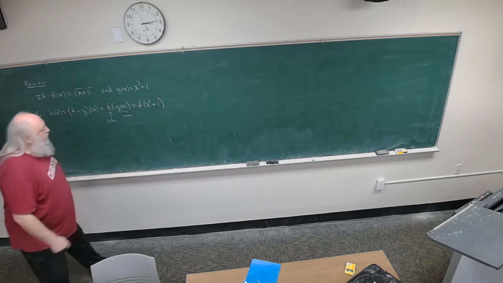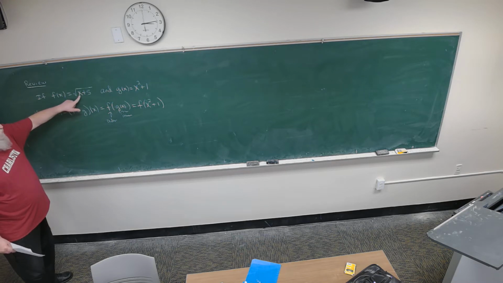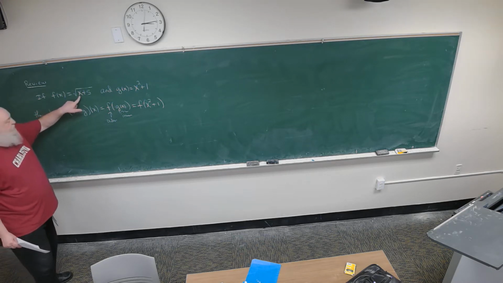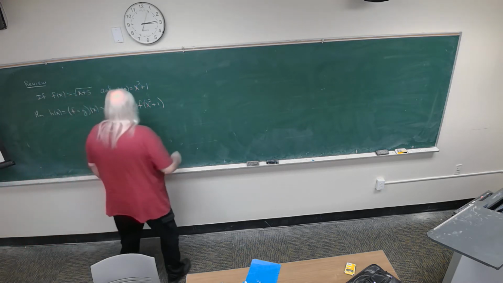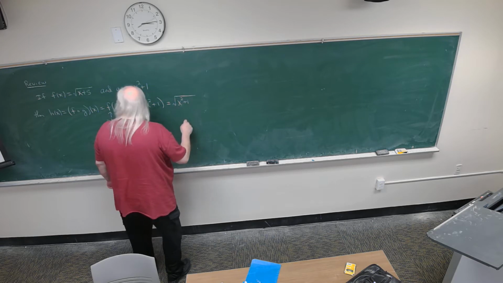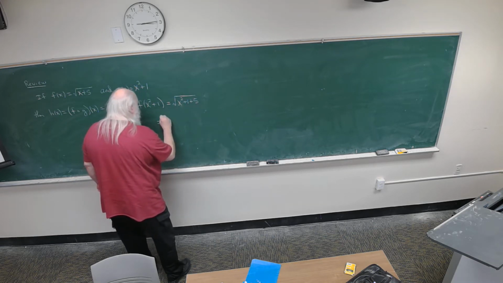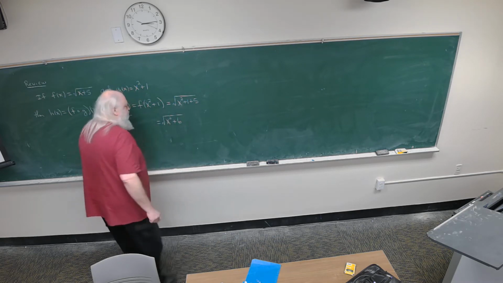And then to evaluate f of x squared plus 1, you plug in x squared plus 1 where we see an x on the right-hand side of f of x. So this is equal to the square root of x squared plus 1 plus 5, which simplifies to the square root of x squared plus 6.